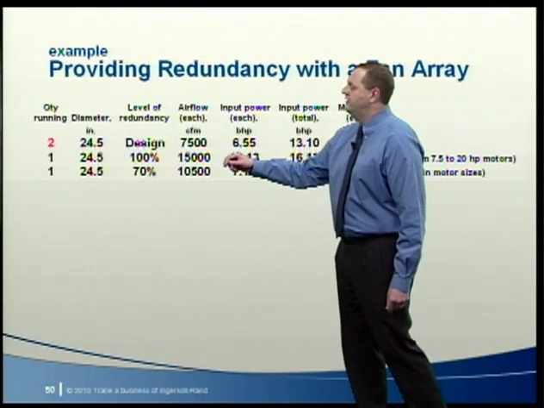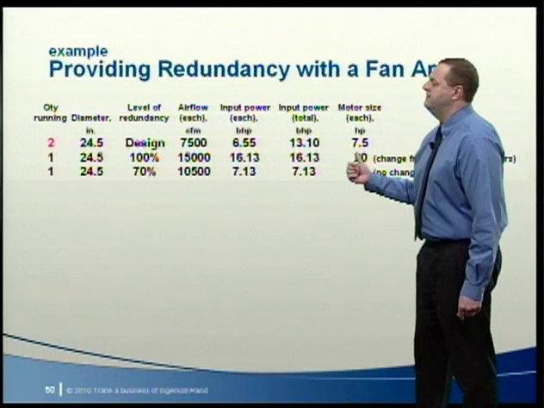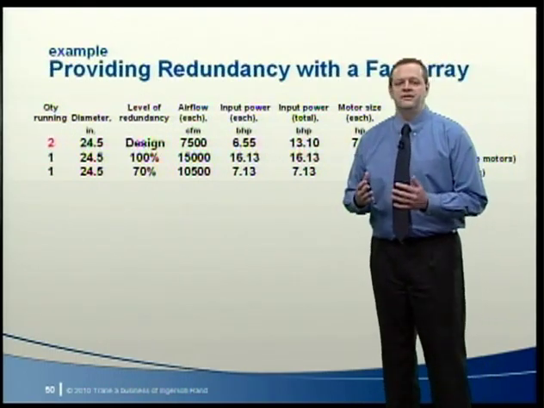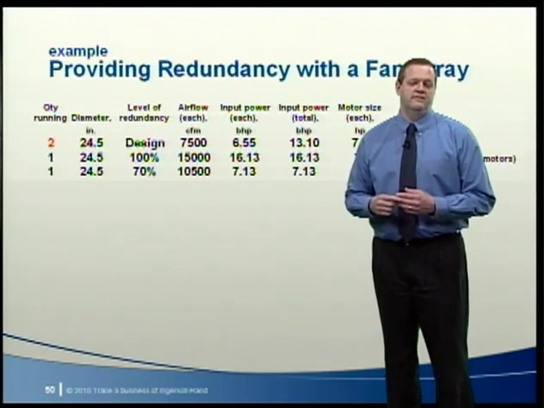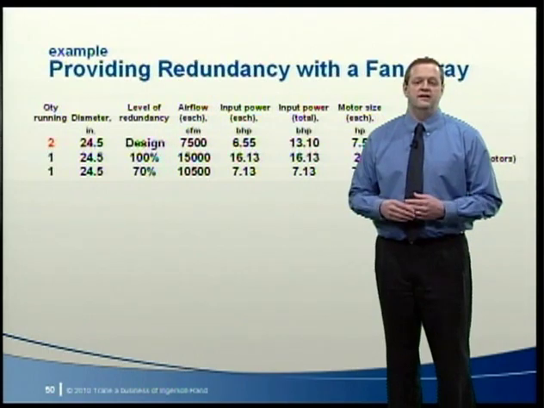With both fans operating, each fan delivers 7,500 CFM and requires a 7.5 horsepower motor. Now, in order to provide 100% redundancy, if one fan was to fail, the other fan must be able to deliver the design airflow by itself.